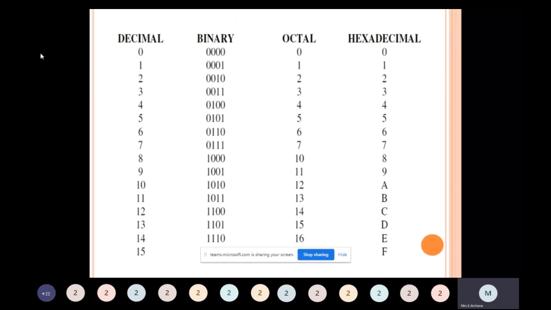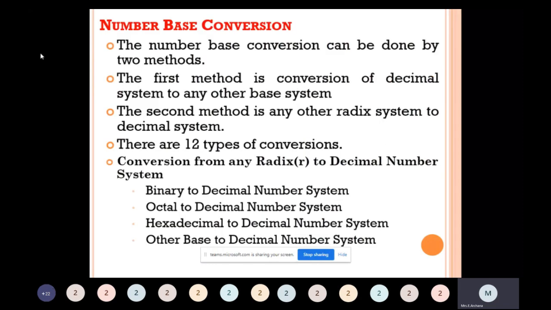Here we can use a lot of codes, like the 2421 code, 8421 code, and so on. Octal will consist of 0 to 7. It represents 3 digits. Hexadecimal will consist of 0 to 9 and A to F. So next thing we are going to see how to convert one number system into another number system.